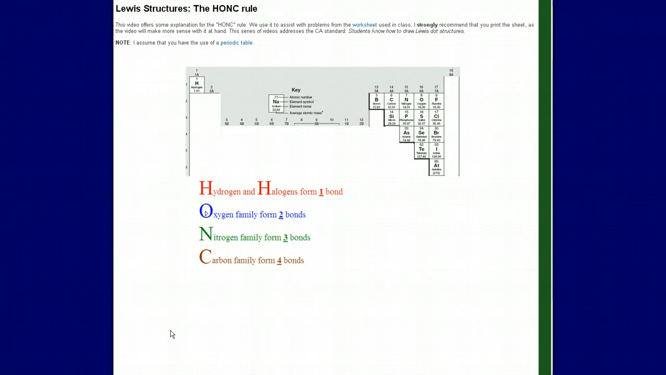Oxygen and the oxygen family, meaning the nonmetals in the oxygen family, will tend to form 2 bonds. Nitrogen and the members of the nitrogen family, in particular phosphorus, will tend to form 3 bonds. Carbon and the carbon family, in this case limited to silicon, the only other nonmetal, will tend to form 4 bonds. If you look at the periodic table above, we have hydrogen and we have the other nonmetals, excluding the noble gases, which tend not to form covalent bonds.